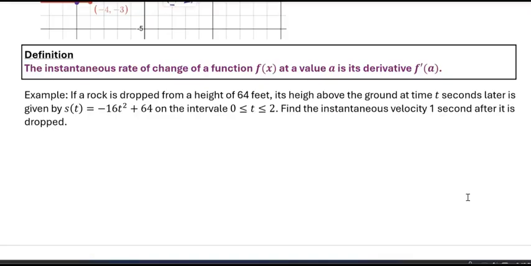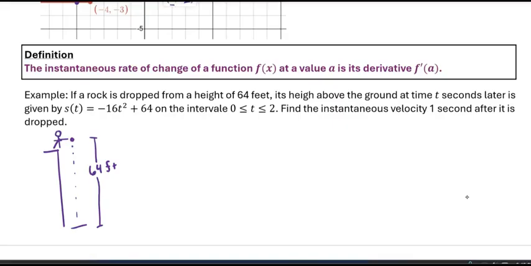If a rock is dropped from a height of 64 feet, let me model that. So I guess, maybe there's someone standing up on a cliff. I have no idea why. They are dropping a rock, and the rock's falling to the ground down here, and it's 64 feet from here down to the ground. All right.